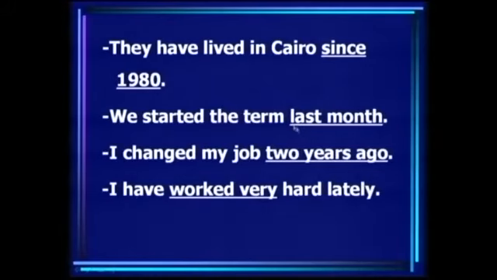We started the term last month. Last month is a certain time in the past, a specific moment in the past. يبقى استعمل لها ايه؟ the past simple. I changed my job 2 years ago. 2 years ago, 10 years ago, 2 hours ago. This is past simple tense because it is a certain moment in the past. ولا 2000 years ago. Ago دي دايما simple استعمل معها simple past.